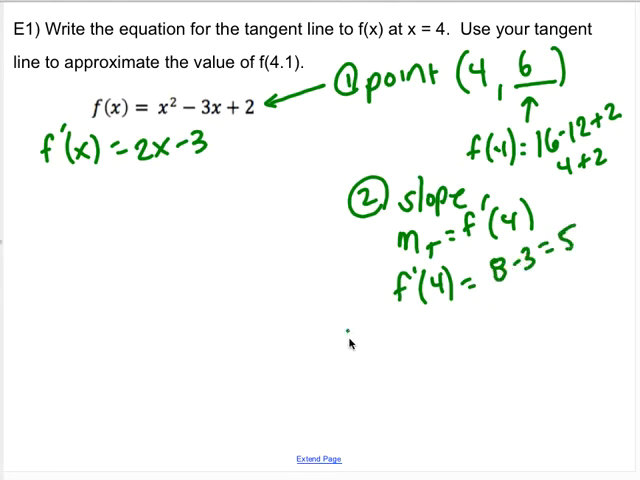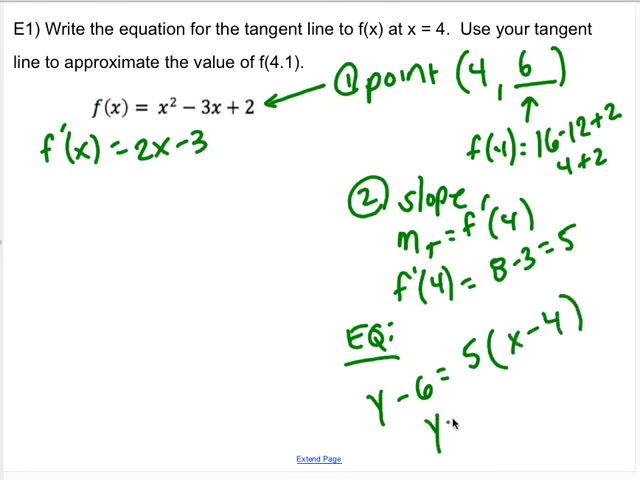So now I need the equation of that line. So my equation is going to be y minus the y value equals my m, and then in parentheses, x minus the x value. Most of the time, the easiest way to deal with this, don't clean it up a lot, leave the 5 undistributed, but add the 6 to the end on the other side. So there's my tangent line.